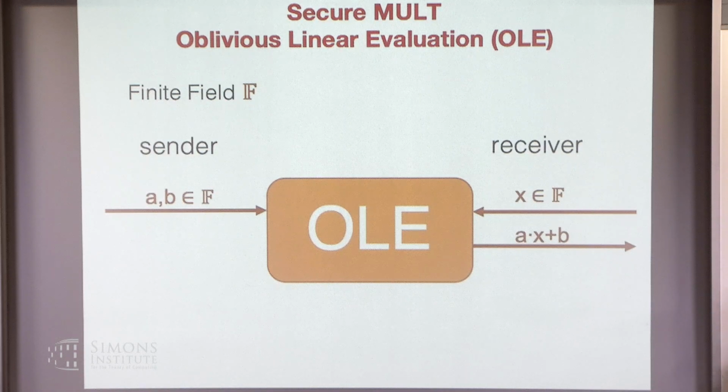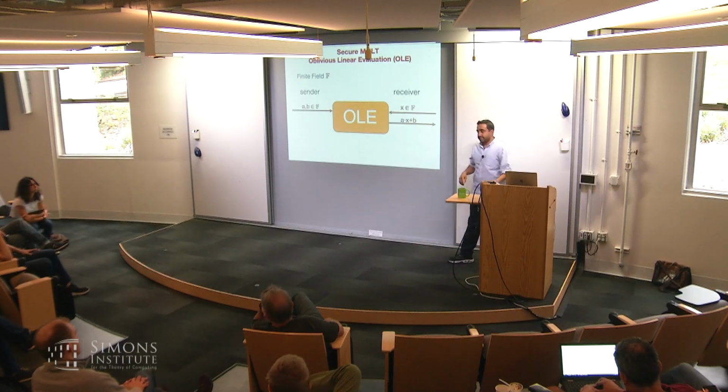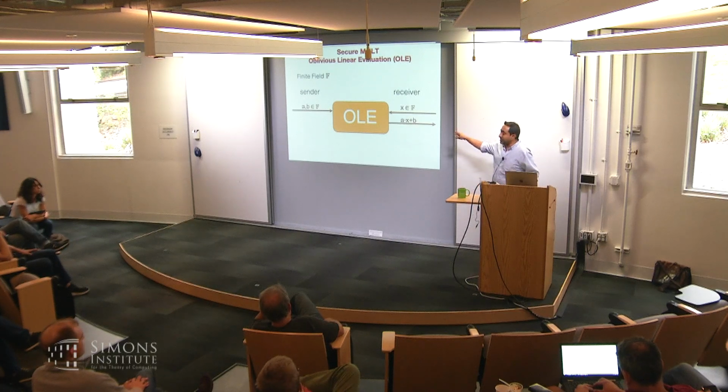But this only gives you a passive implementation. Now the question is, how do I get an active implementation of an OLE? So do you require the same hiding compared to OT? So x is hidden from the sender and a and b are hidden from the receiver? Yes, exactly. You need the same security properties. Viewing this over GF2, you can show how to implement OT using this box.